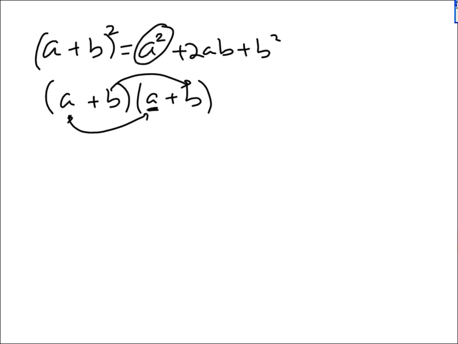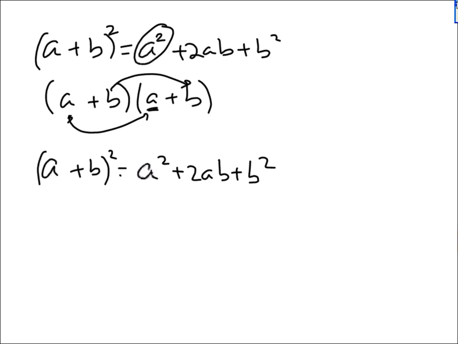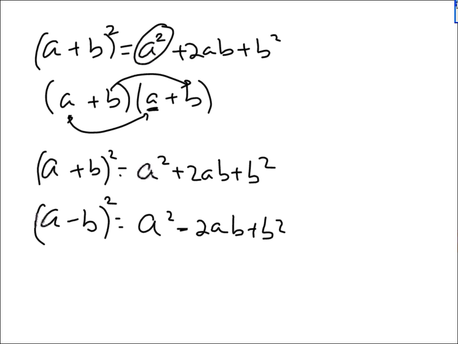Okay. Now, a plus b squared is a squared plus 2ab plus b squared. The next one, work it out yourself, FOIL it out, and you'll see if you get a squared minus 2ab plus b squared. If the sign in the middle is plus, you put a plus in the middle. If the sign in the middle is a minus, you put a minus in the middle.